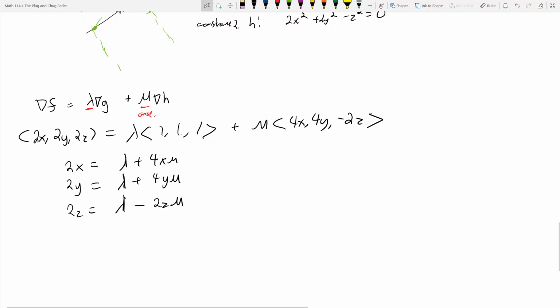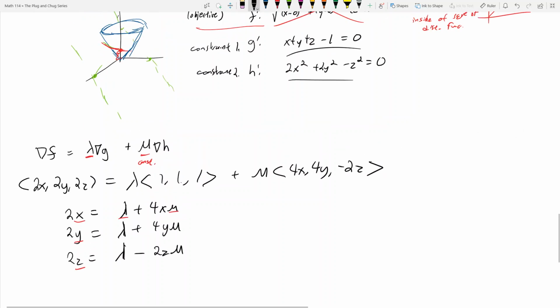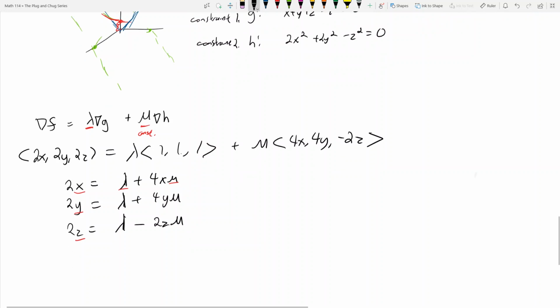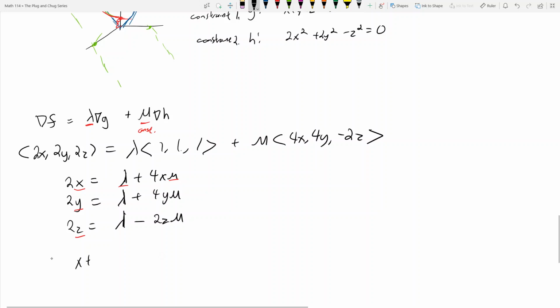All right, so now I got 3 equations, but I got 4 unknowns. Or do I have 4? I have 5 unknowns. Wow, right? 1, 2, 3, 4, 5. I have 5 unknowns. So where are my other equations? Remember, you can always use the constraints, right? And so what are my constraints then? Let's say x plus y plus z is equal to 1, and I also got 2x squared plus 2y squared equals z squared. All right, so these are my 5 equations now. I got 5 unknowns, so I can solve the system.